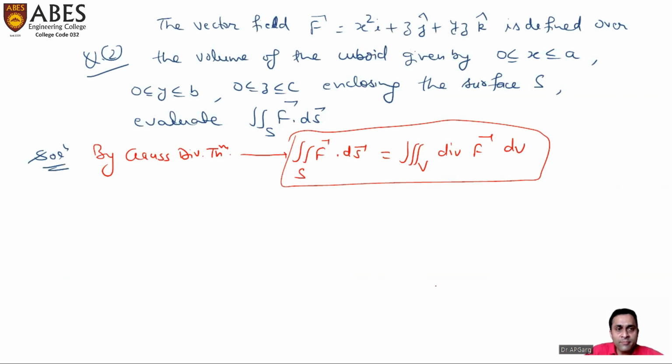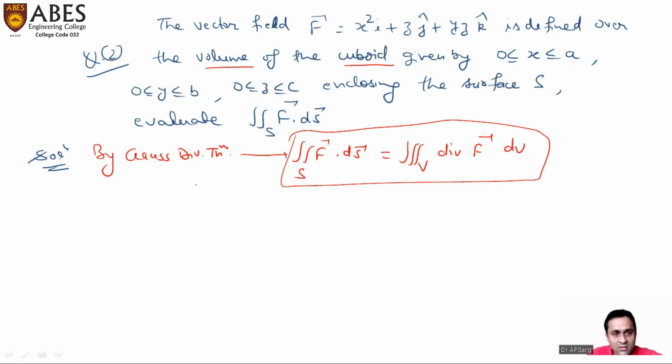Let us solve one more problem. Our problem is the vector field f equals x square i plus zj plus yz k, defined over the volume of the cuboid given by 0 to a, then 0 to b, and then z from 0 to c, enclosing the surface S. Then again we have to evaluate the double integral of f dot dS over the surface S. So let us solve this problem also.